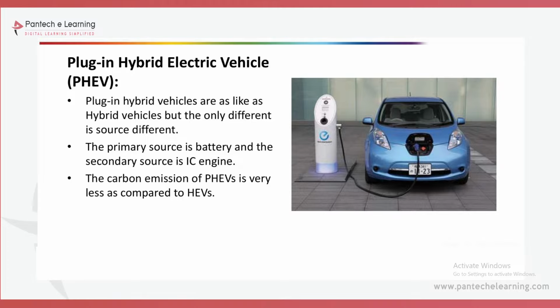So we increase the battery capacity compared to the IC engine, with a smaller fuel tank. For example, an 80 kilowatt-hour battery with a fuel tank of only 5 liters. At that time there is maximum usage of the electric vehicle and minimum usage of the IC engine. So that's called a plug-in hybrid electric vehicle.